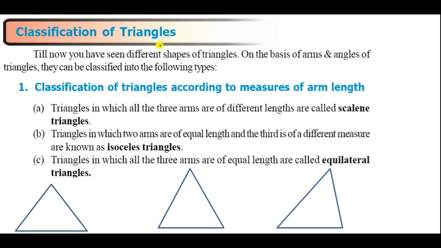Classification of triangles. Till now you have seen different shapes of triangles on the basis of arms and angles. They can be classified into the following types. First one is classification of triangles according to the measurement of length. इनकी length के according इनको divide करना है. So first one is the scalene triangle. In this scalene triangle, all the sides are different.